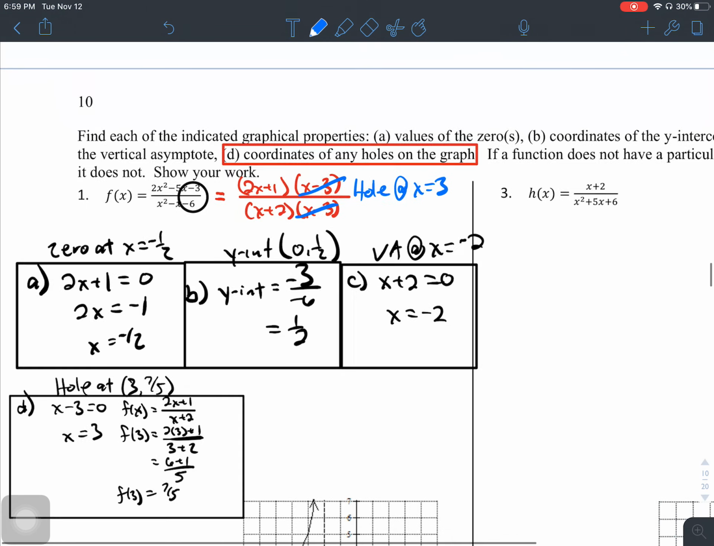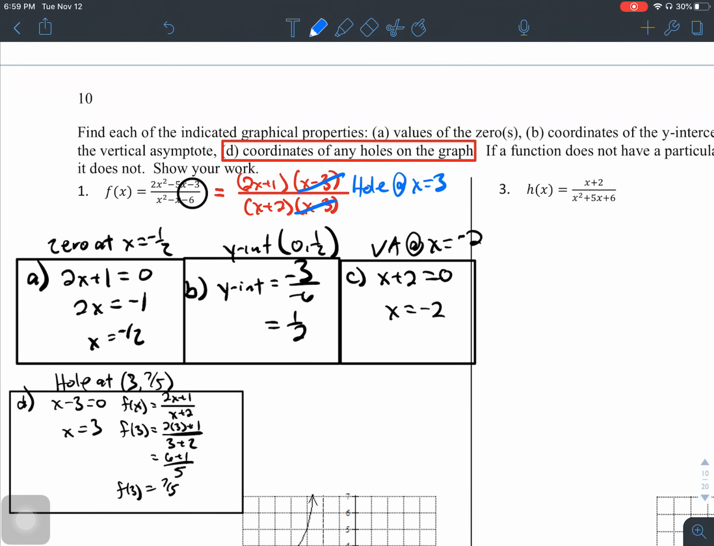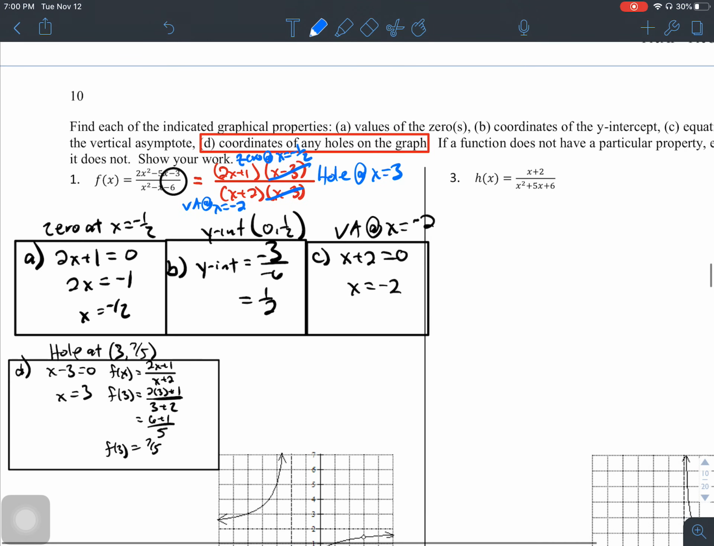A factor in the denominator that does not cancel, that's a vertical asymptote. There's a vertical asymptote at x equals -2. A factor in the numerator that does not cancel, that's a 0. So this has a 0 at x equals -1/2. We can get all that stuff directly from that equation.